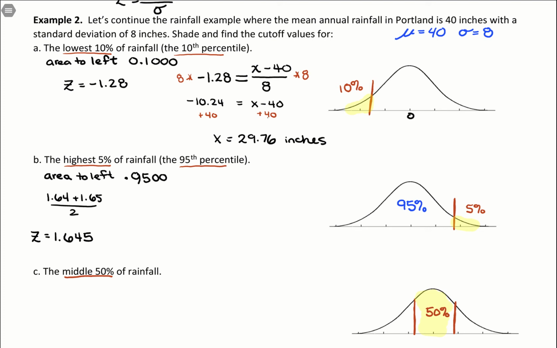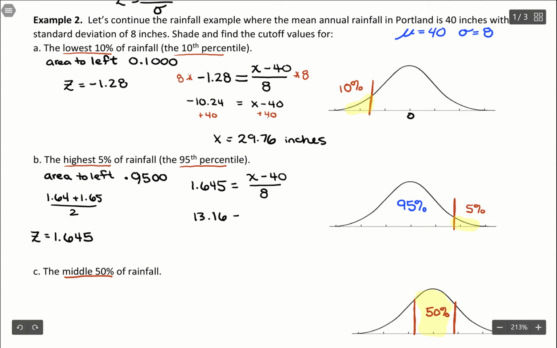So we'll use that for our formula, taking 1.645 equal to, we don't know what the actual cutoff value is, x, minus the mean, divided by standard deviation, and then we solve. So multiply both sides by 8, and that'll give us 13.16 equals x minus 40. Add 40 to both sides. So that'll be 53.16 inches of rainfall for that 95th percentile, or that highest 5%.